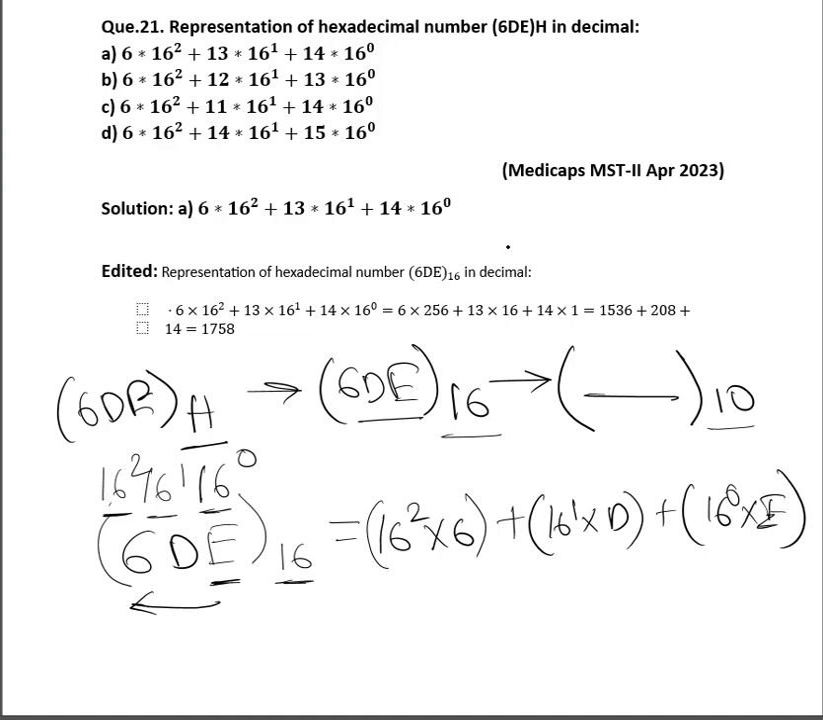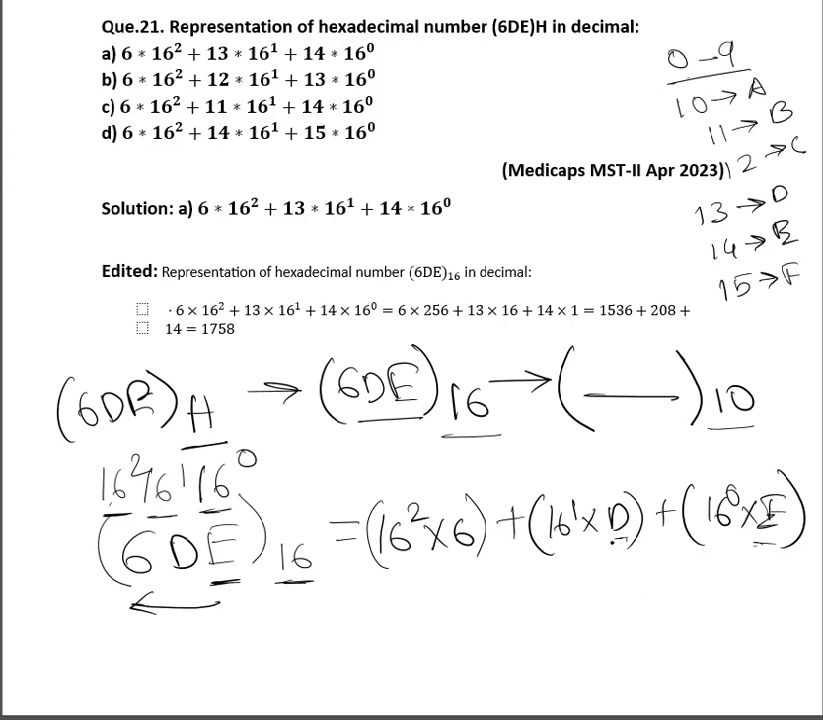Now if we look at the options here, there is no finalized calculation, so we will not do the maths here. We will just convert D and E into their decimal equivalents. As we know, in the hexadecimal number system, 0 to 9 are represented like 0 to 9, similar to decimal. For 10 we get A, for 11 we get B, for 12 we get C, for 13 we get D, for 14 we get E, and for 15 we get F. So here we will replace D by 13 and E by 14.